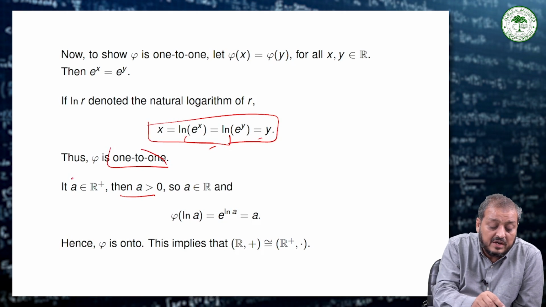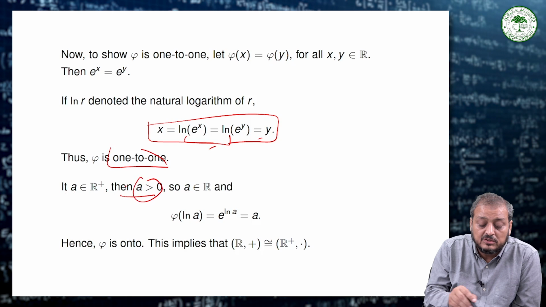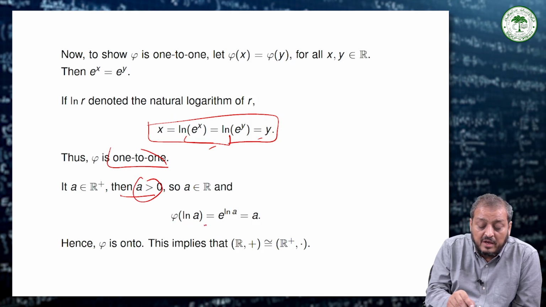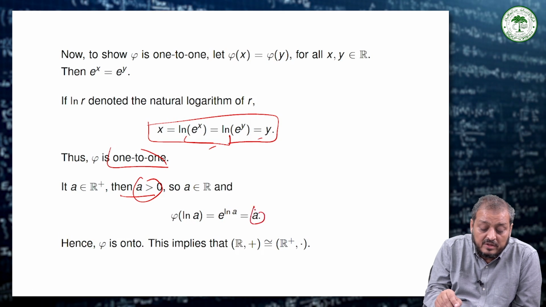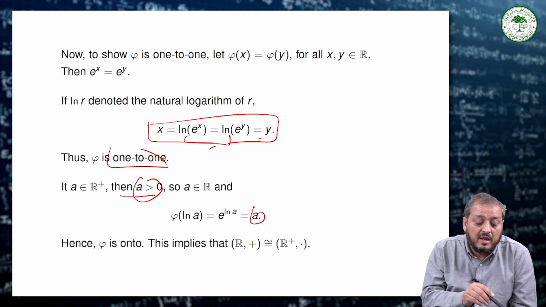Now, for onto, we simply say that a is an element of R positive, so a is greater than 0. So, phi of ln a is e to the power ln a, which is equal to a, that means we find an element ln a whose image is equal to a.